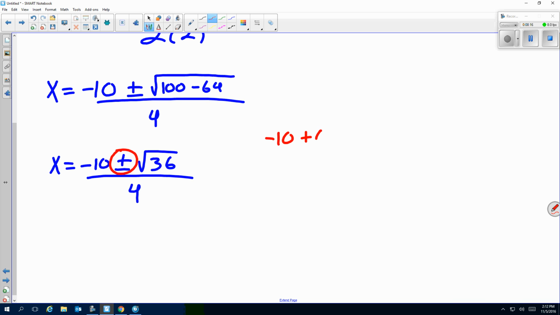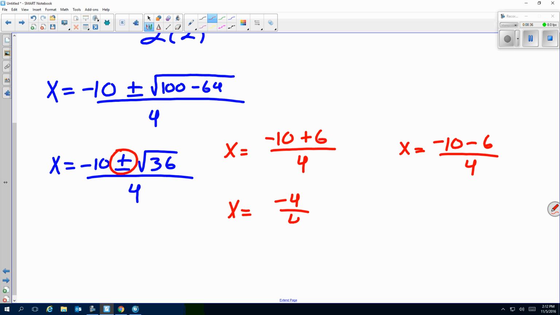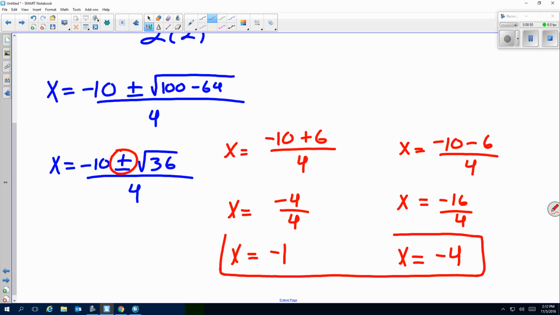So it means that I'm going to have 2 math problems. I'm going to have this math problem, x is equal to -10 plus 6 over 4, and I'm going to have this math problem, x is equal to -10 minus 6 over 4. Okay? Good things will happen. This means that x is equal to -4 over 4, aka x is equal to -1. And this one says x is equal to -16 over 4, aka x is equal to -4. Okay? And we see that's the correct answer because we've already done this problem 3 times.